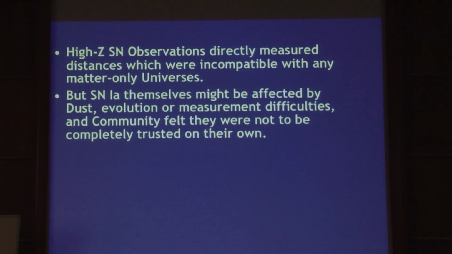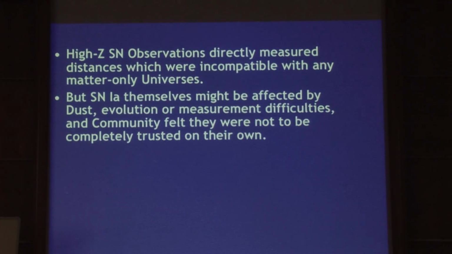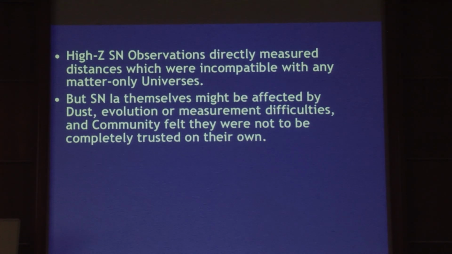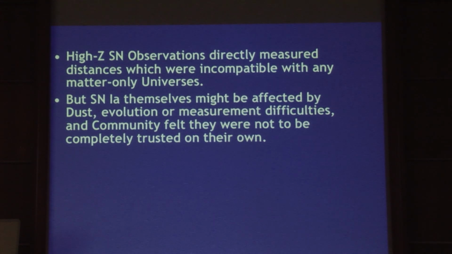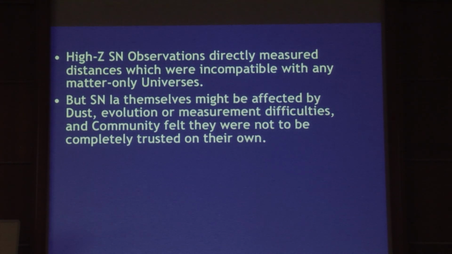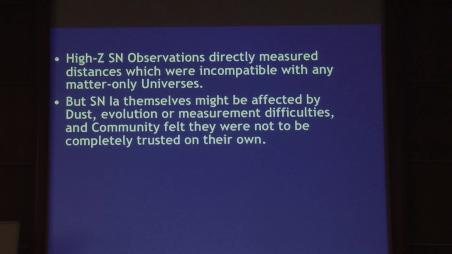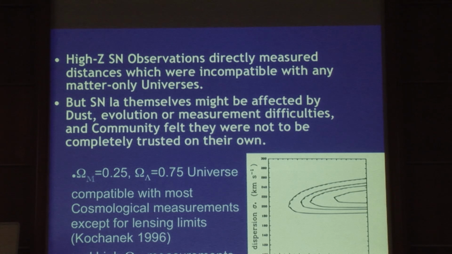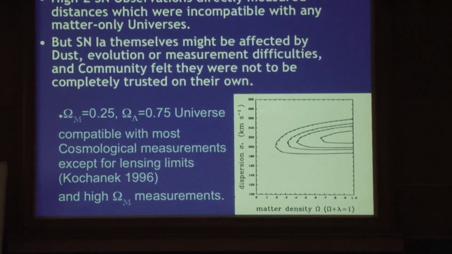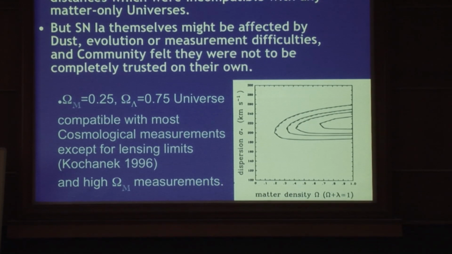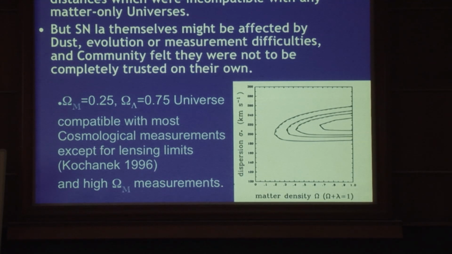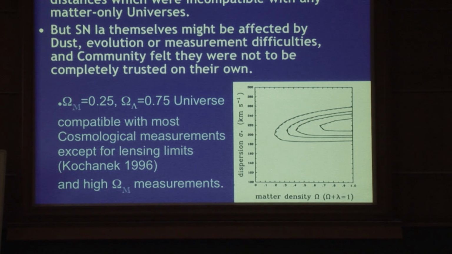But the supernovae themselves might be affected by things that we have in common, evolution, dust. And so I think a lot of people were reasonably justified in saying, okay, we need to see more. I should also say that at the time, of course, as shown by various theorists, this fixed a lot of the problems in the existing model. The only thing it was really incompatible with were those few high omega matter measurements, which were controversial.